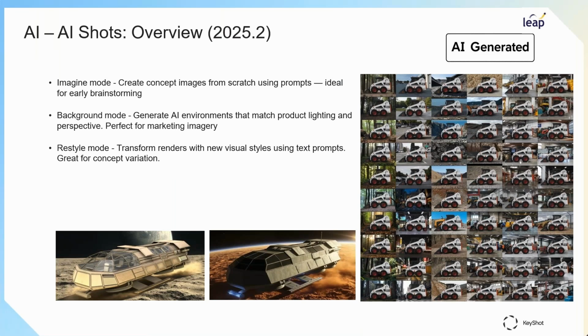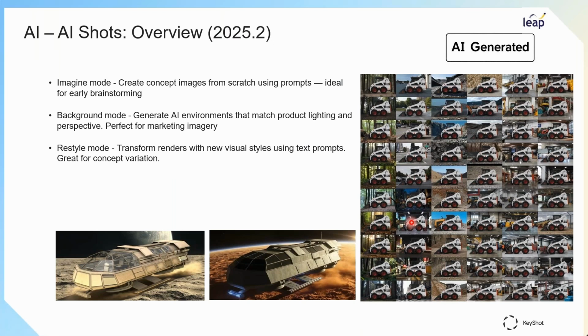Second one is Background mode. So I have a render, which is maybe a car, like we are seeing here. There's so many backgrounds out there, so I want a different background for my model, which matches the product lighting and the perspective as well. So that's what Background mode is.